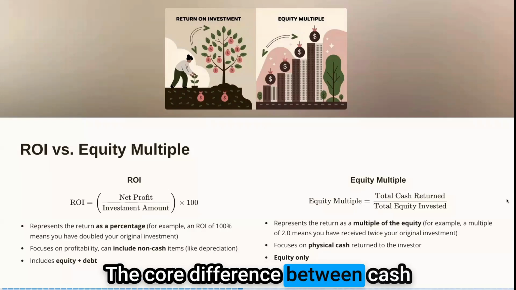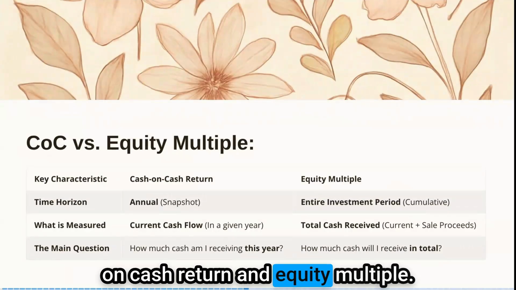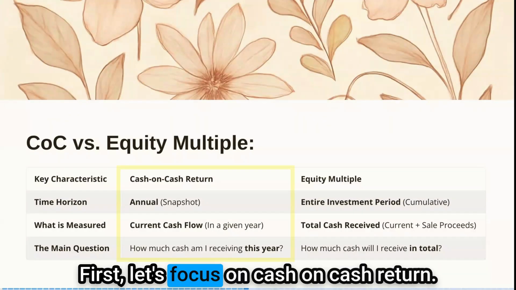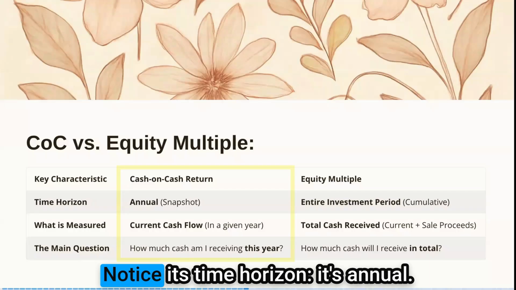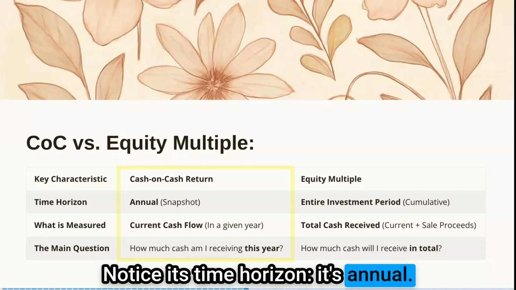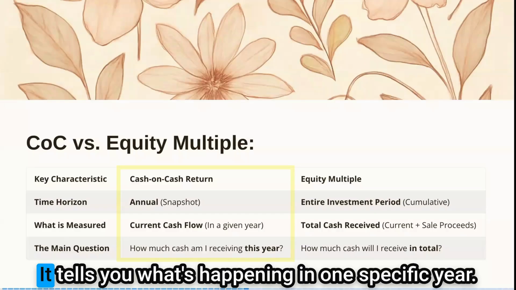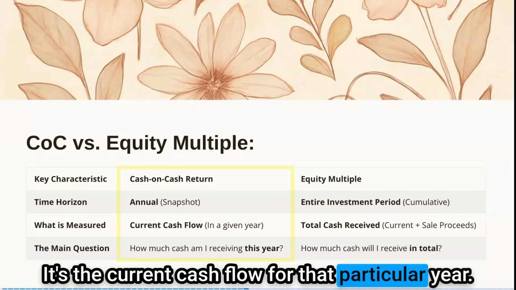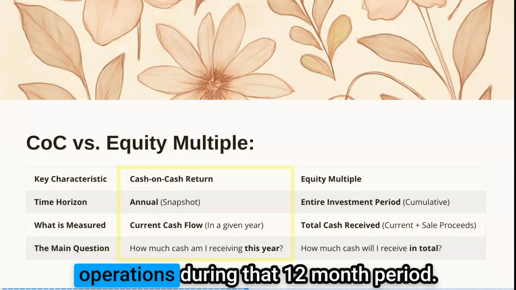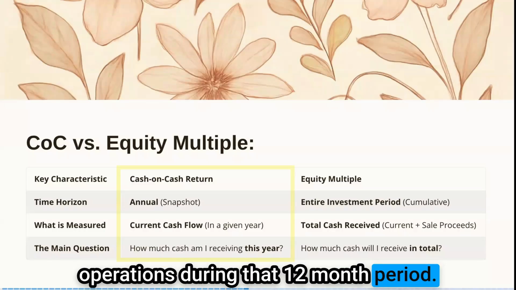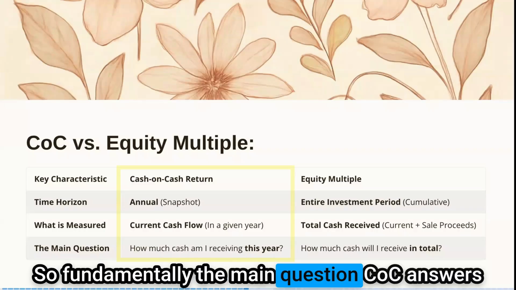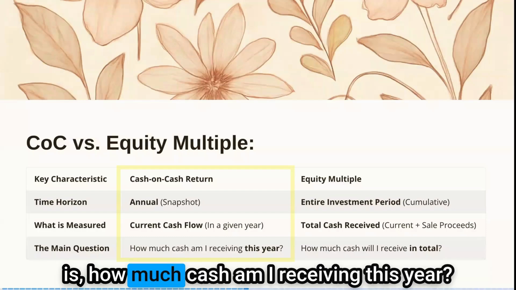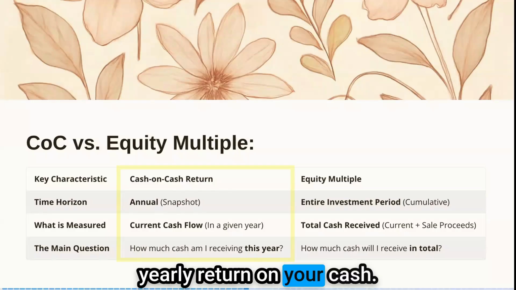The core difference between cash-on-cash return and equity multiple. First, let's focus on cash-on-cash return. Notice its time horizon, it's annual. Think of it as a snapshot. It tells you what's happening in one specific year. What is measured is the current cash flow for that particular year, just the cash generated from operations during that 12-month period. So fundamentally, the main question cash-on-cash answers is, how much cash am I receiving this year? It's about the immediate yearly return on your cash.